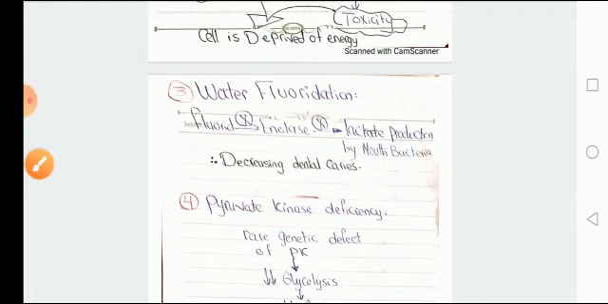Water fluoridation. As we mentioned before, enolase is inhibited by fluoride. This would inhibit the anaerobic glycolysis of the mouth bacteria, which leads to inhibition of lactate production by mouth bacteria, decreasing the dental caries.